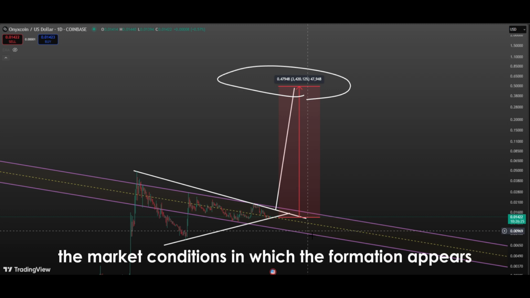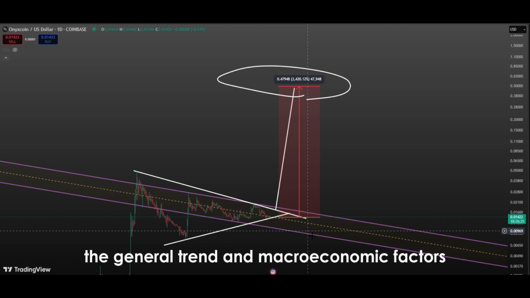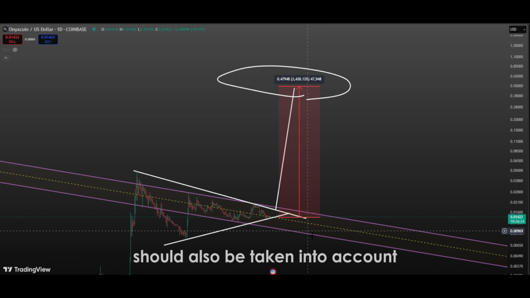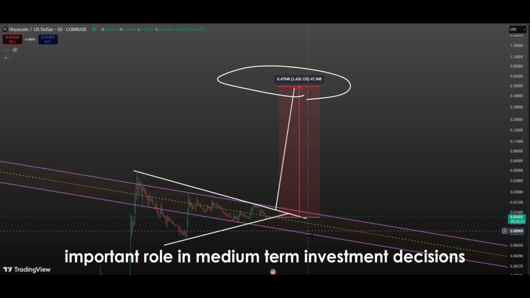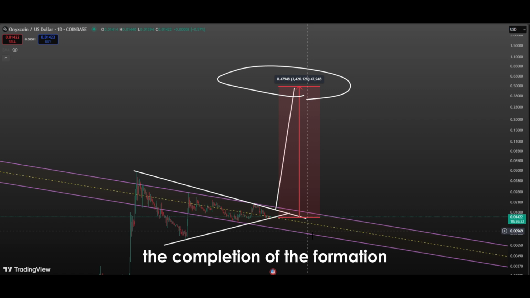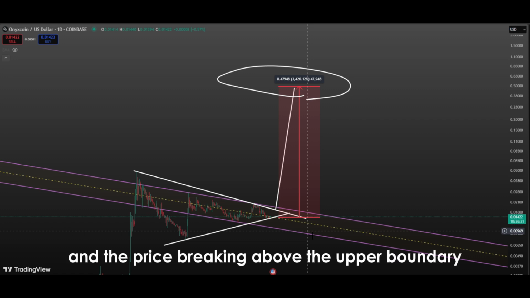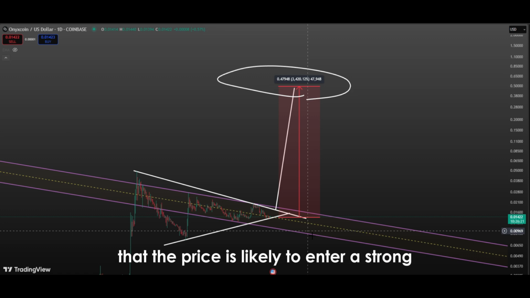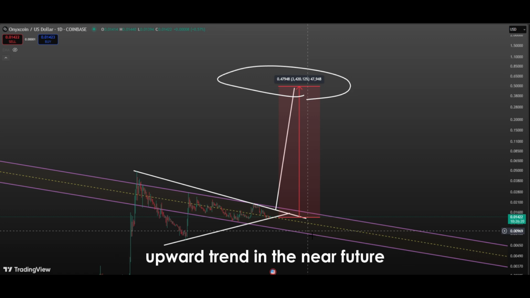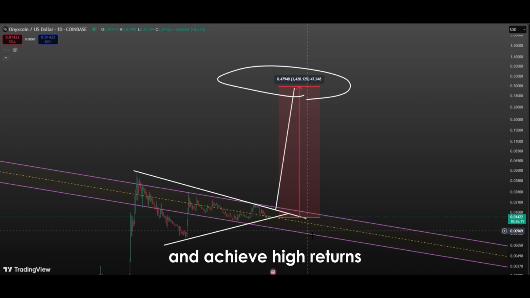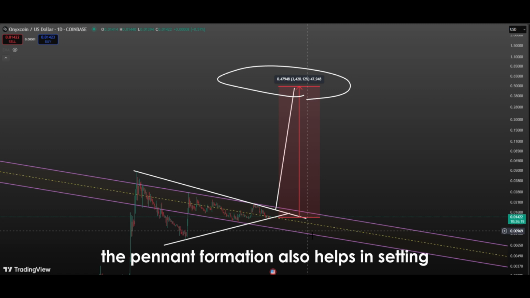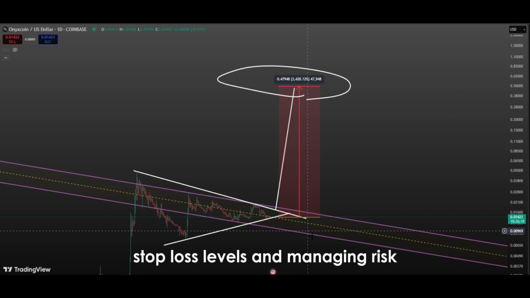Furthermore, the market conditions in which the formation appears, the general trend, and macroeconomic factors should also be taken into account. In technical analysis, the pennant formation plays an important role in medium-term investment decisions. The completion of the formation and the price breaking above the upper boundary signal to investors that the price is likely to enter a strong upward trend in the near future. Therefore, tracking such formations enables investors to enter the market at the right time and achieve high returns. The pennant formation also helps in setting stop-loss levels and managing risk.